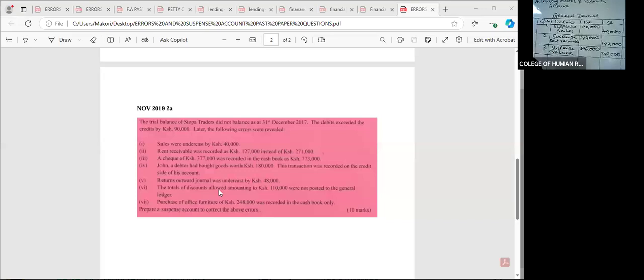Number 4, John, a debtor. Debtors are supposed to be debited. He had bought goods worth 180,000. So we were supposed to debit John and credit sales. This transaction was recorded on the credit side of his account. You see now, we sold goods to John, 180,000.